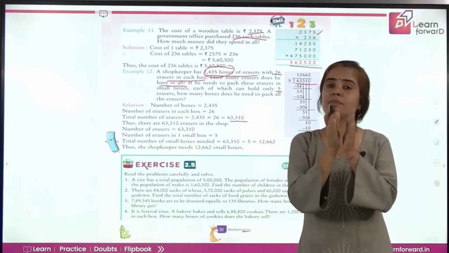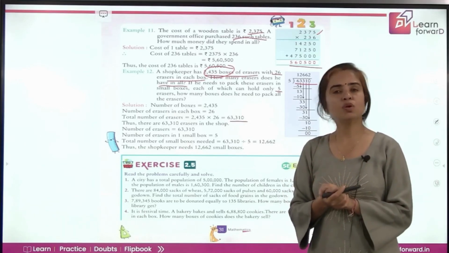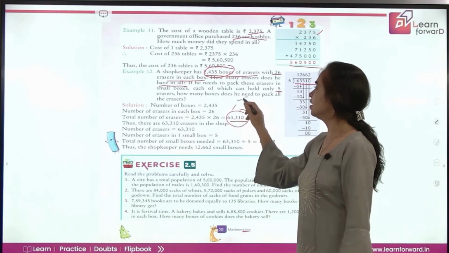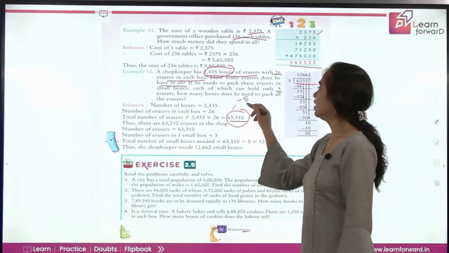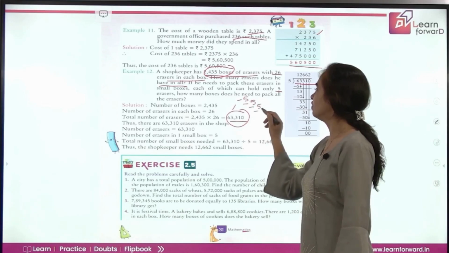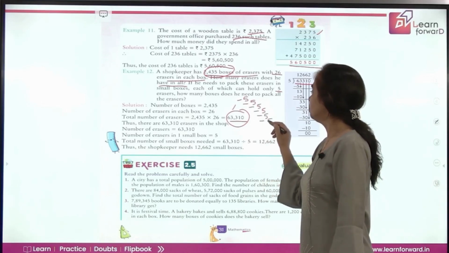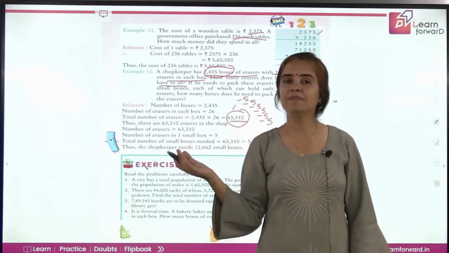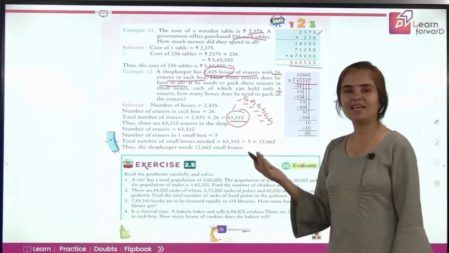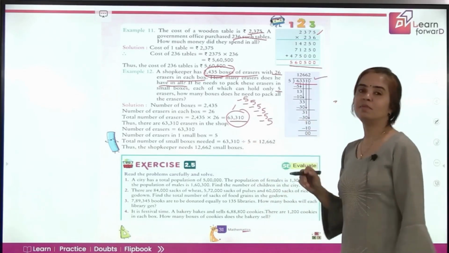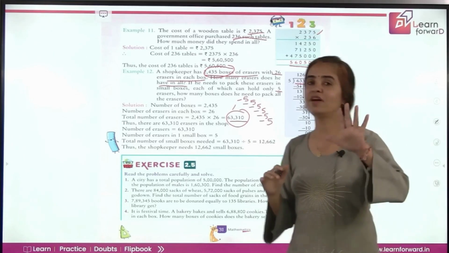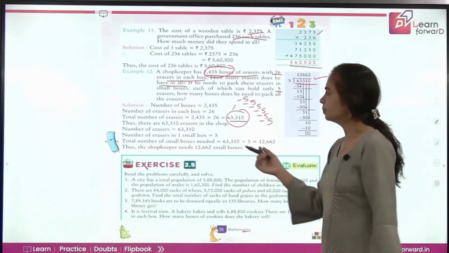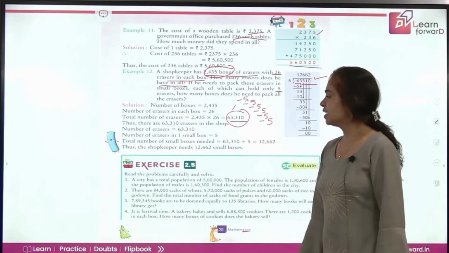Now he wants to pack them in small packets of 5 erasers each. So what is he doing actually? Out of this total number, every time he is taking away 5 in a packet. Again, another 5 in a packet, another 5. He'll keep taking away 5, 5, 5 and putting them in packets. So what is he doing? Repeated subtraction, which actually means division. So that is why we'll be dividing this total number of erasers by 5 to find how many such packets are packed.